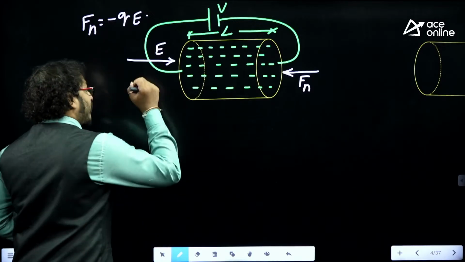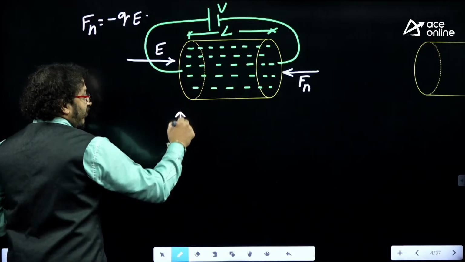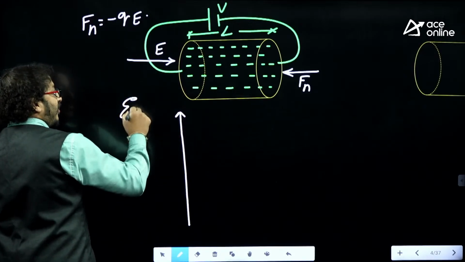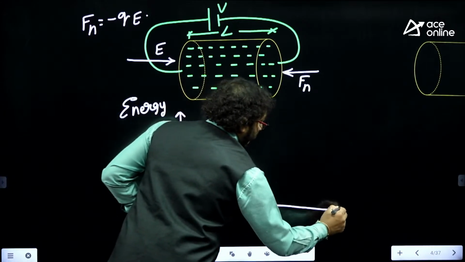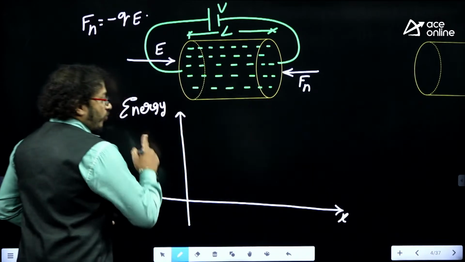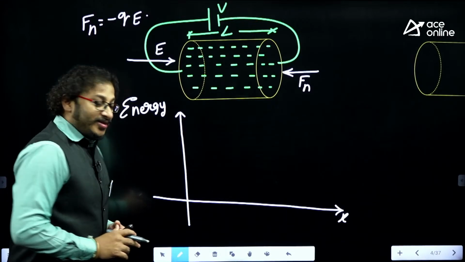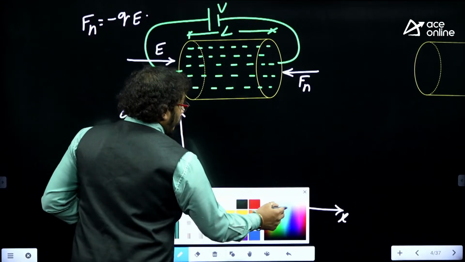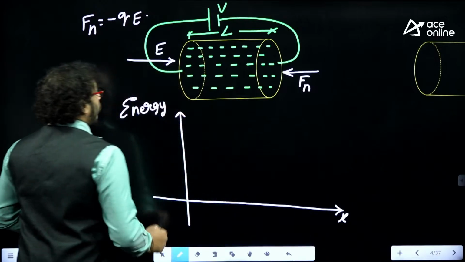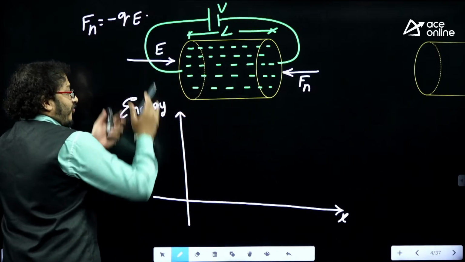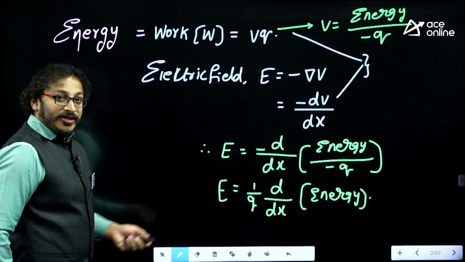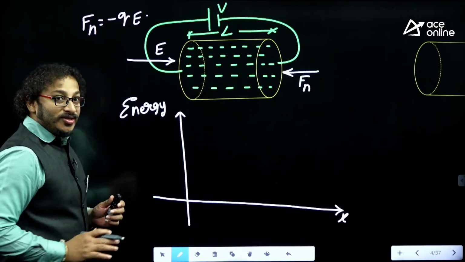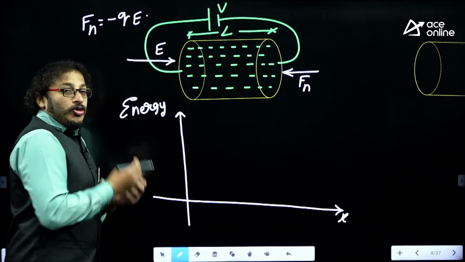Now for this design, if I plot the graph, y-axis is energy. Don't forget, x-axis needs to be distance. Now could you please let me know, dear students, because of electric field, no doubt, there must be some slope in the energy. True or not, dear students? In what way I'm going to get the slope?